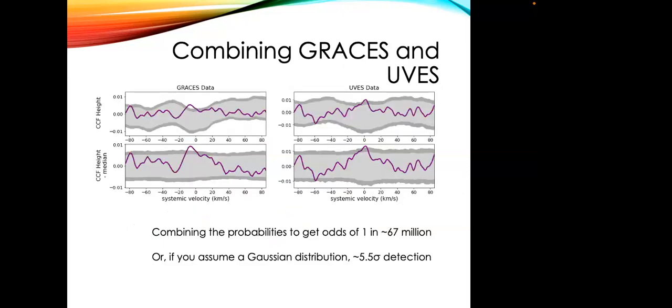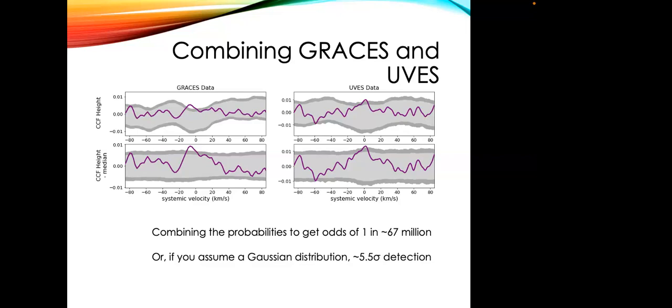All right, so back to the Gracies chromium hydride. To confirm this and combine the data sets, we didn't want to combine them directly because they have 2 different resolutions and cover 2 different wavelength regimes, and that makes things very difficult. Instead, what we did was just combine the probabilities.